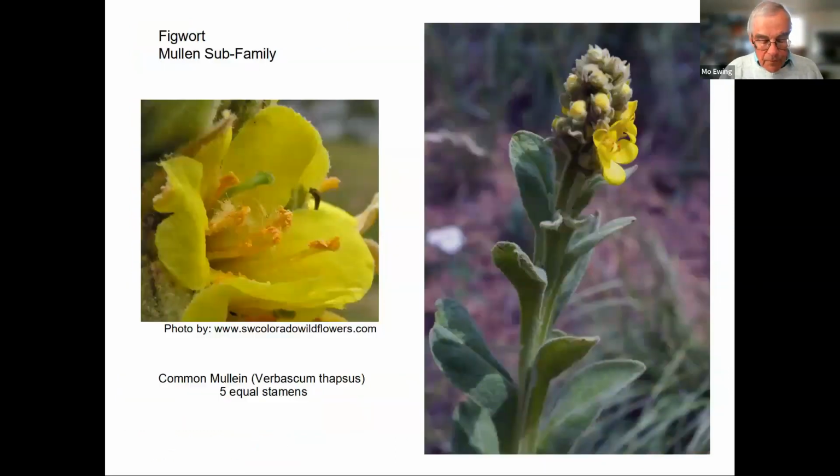Okay. In the mullein subfamily, common mullein, Verbascum thapsus, in this subfamily of the original grouping, the plants had 5 equal stamens: 1, 2, 3, 4, 5. Remember, the other one had 4, and one of them was small. And this plant stayed in the figwort family.